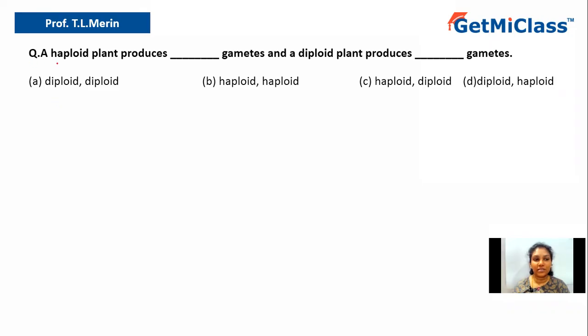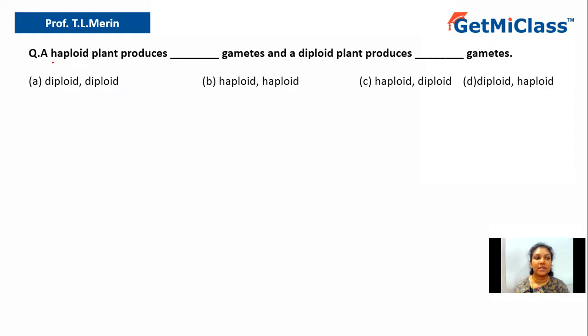Today we are going to solve this question which says a haploid plant produces dash gametes and a diploid plant produces dash gametes. Option A, diploid diploid. Option B, haploid haploid. Option C, haploid diploid. And option D, diploid haploid. So let us try to understand the question.